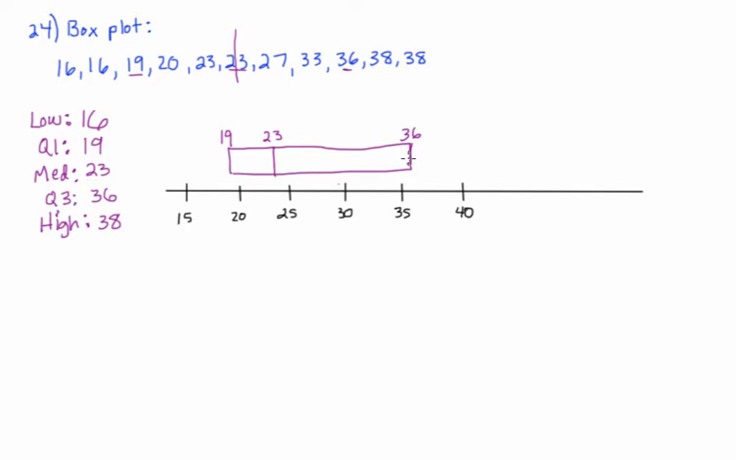Now I do whiskers out to my high value and label it, and down to my low value and label it. There's a box and whiskers plot. Low value, high value, Q1, median, Q3.